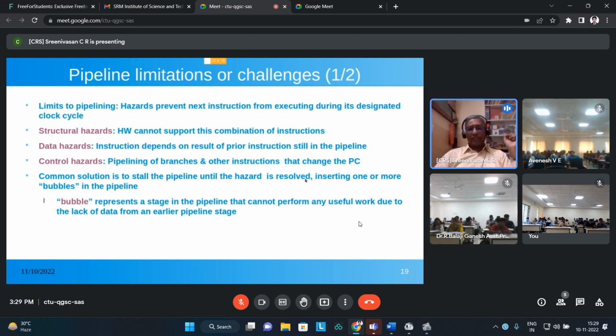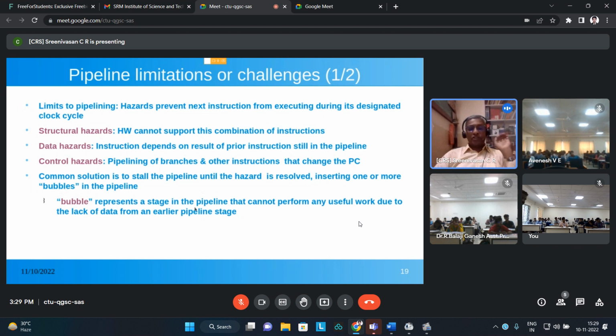So that way, this hazard can be resolved at a programming level in these two cases, but at a structural level, probably it can be changed in the next version of the microprocessor. So there is something called a bubble used in pipelines. Bubble means it is a blockage, like your traffic block. We call it a bubble in computer literature.